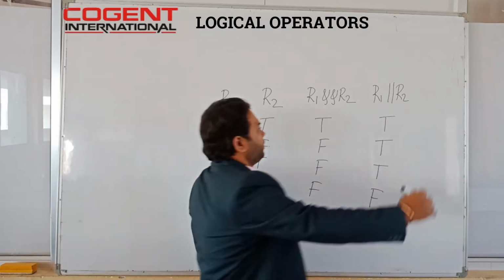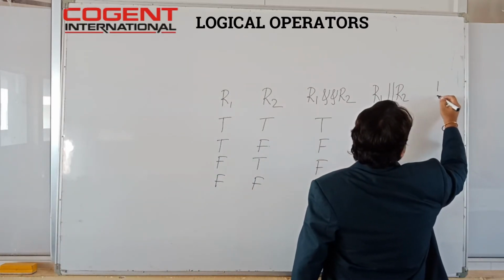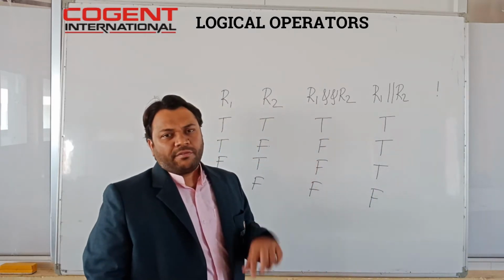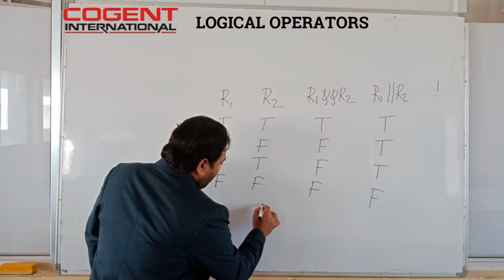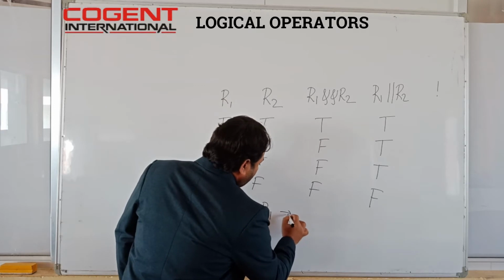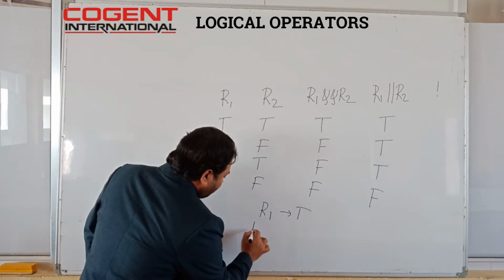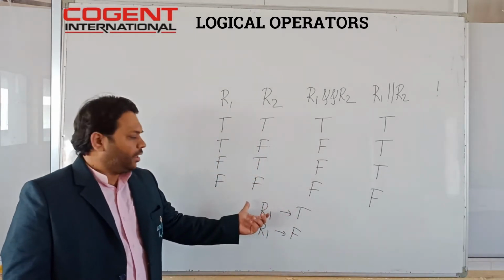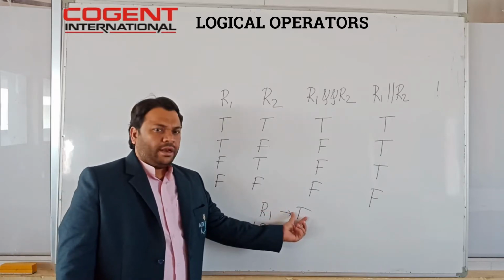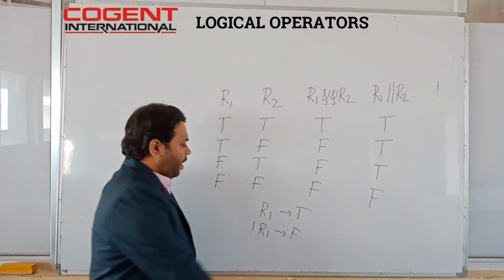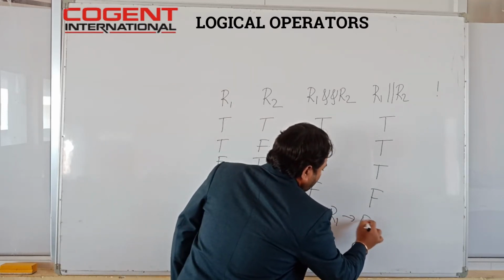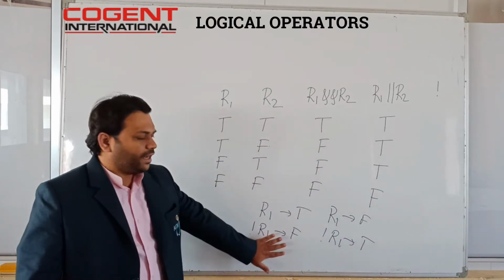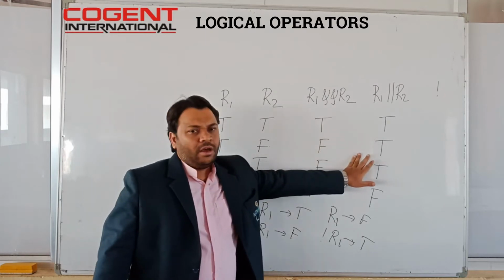Negation is denoted by the exclamation symbol. If R1 is true, then the negation of R1 will become false here. So this is the reverse process of the input. If R1 is false, then the negation of R1 will become true here. So this is the negation, and this is the logical AND and logical OR operation here.